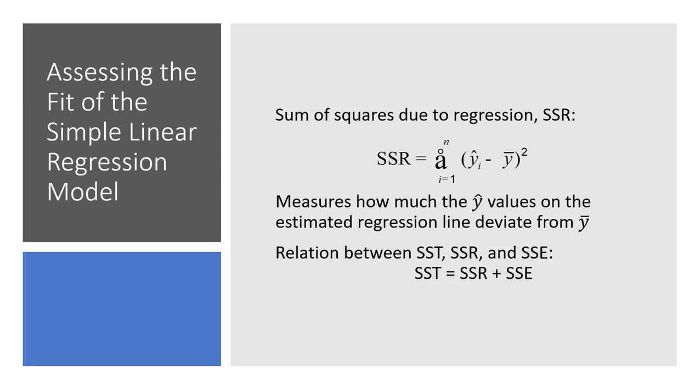Then we have our sum of squares due to regression. That measures how much our y hat values, or our predicted values on the estimated regression line, deviate from y bar. Our sum of squares total is equal to our sum of squares regression plus our sum of squares error, which is the same thing we saw before with ANOVA, where we had our sum of squares model plus our sum of squares error to give us our sum of squares total.